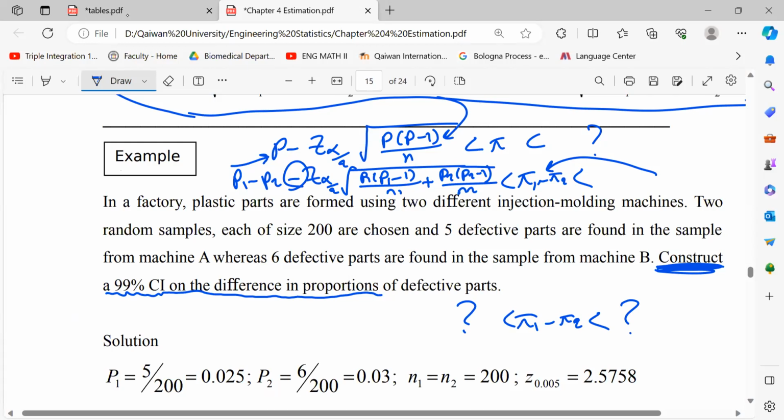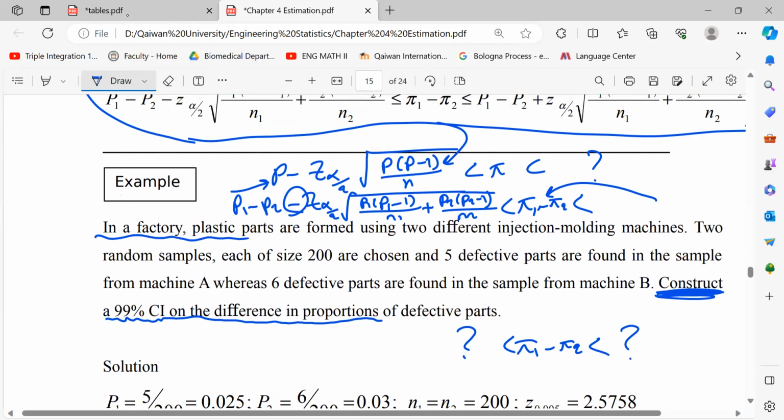We have a rule for this. Now read the question. In a factory, plastic parts are formed using two different injection molding machines.